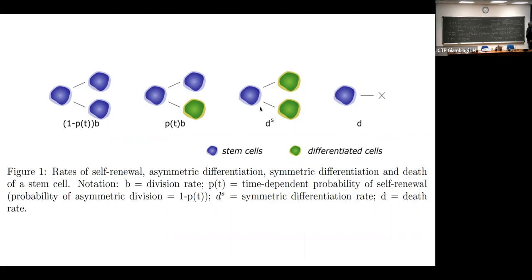And then you have the possibility of a stem cell producing two differentiated cells. This is actually equivalent to a death for a stem cell, because a stem cell is replaced by two cells that are neither stem cells. And then the last case, of course, is death. So this is what the cells can do.